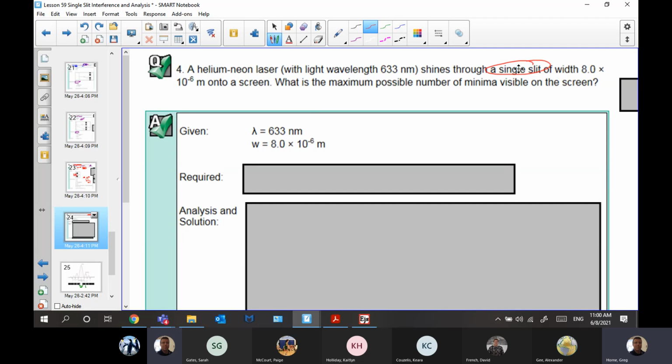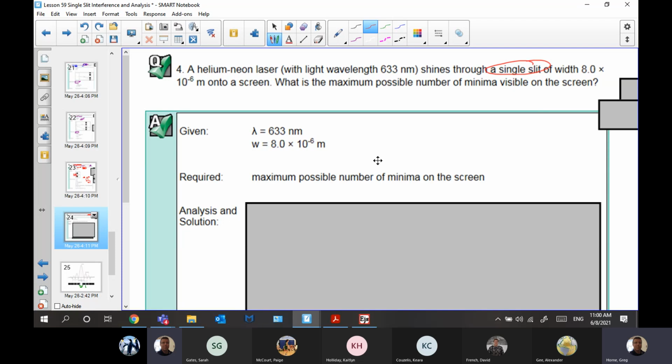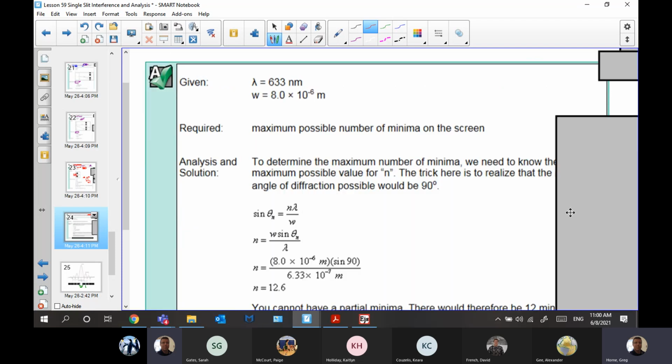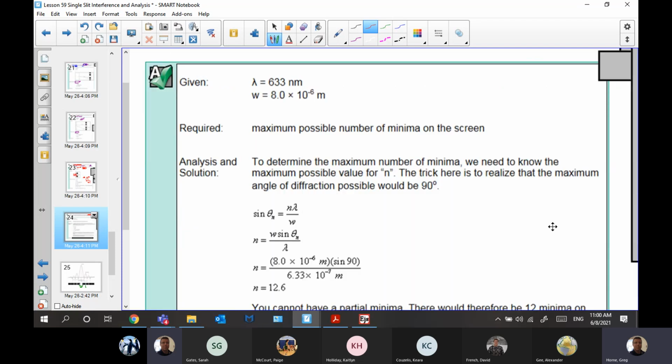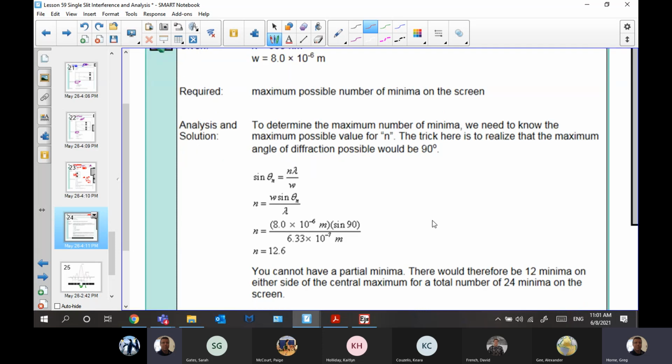Yeah, single slit the width of that onto a screen. What's the maximum possible number of minima visible on a screen? I'm not following exactly what they mean here. Let's just look at this and see what they're doing. So they're saying the maximum number of minima means, maximum possible for n. Trick here is to realize that the maximum angle would be 90 degrees. Huh. Yeah, okay. I guess it was just a very different style of question. I just forgot that that one's in there.